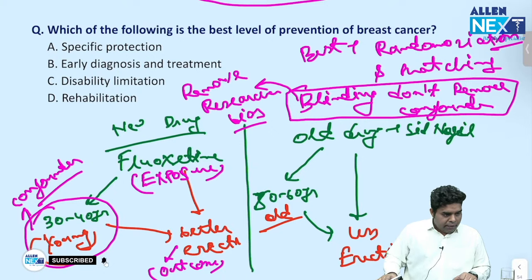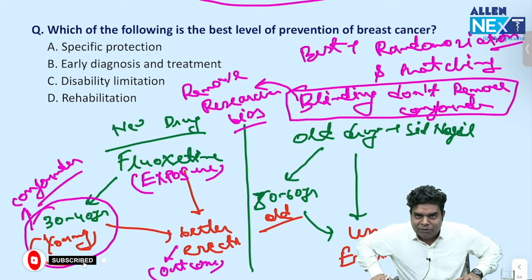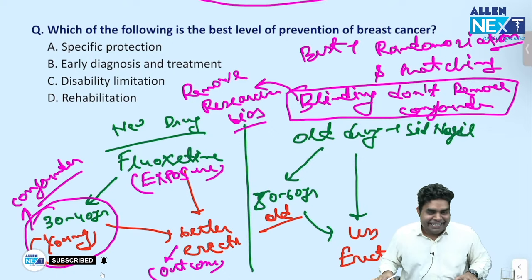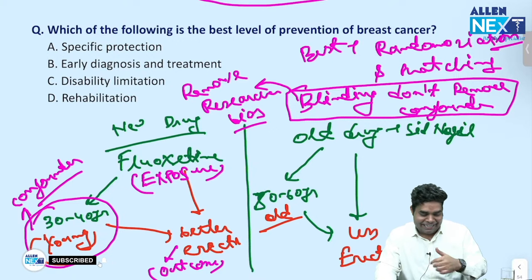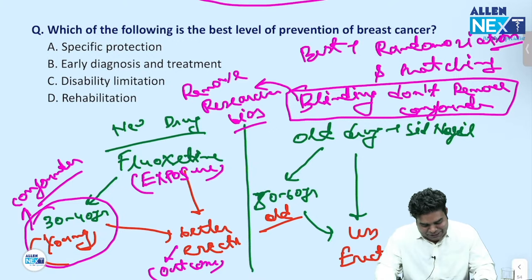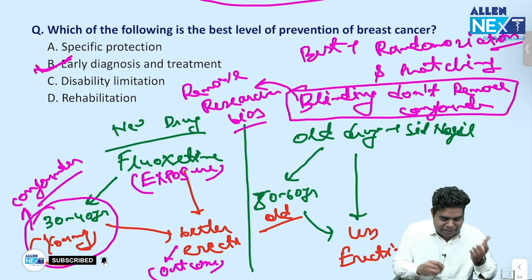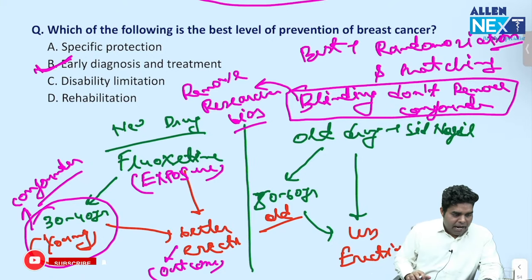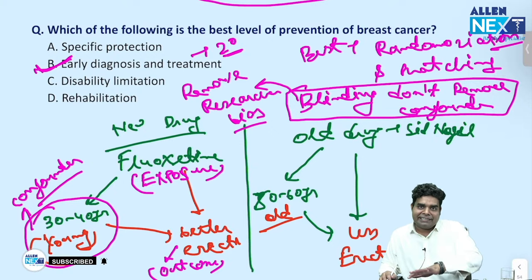Okay. Now coming on to this question, I hope this example was clear and interesting for you to remember longer. So which one is the best level of prevention of breast cancer? Of course, early diagnosis and treatment will be better. And early diagnosis and treatment is the secondary level of prevention. So for breast cancer, secondary is the best.